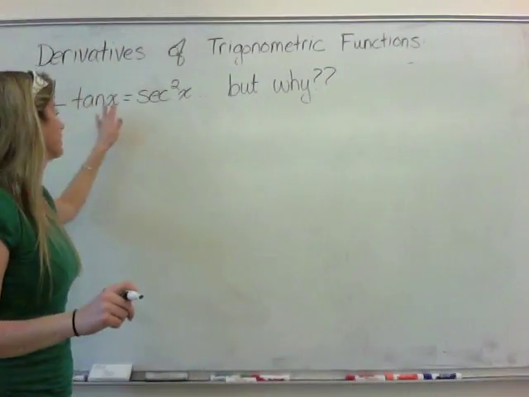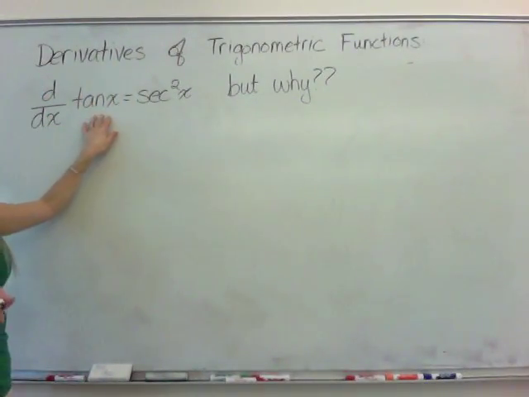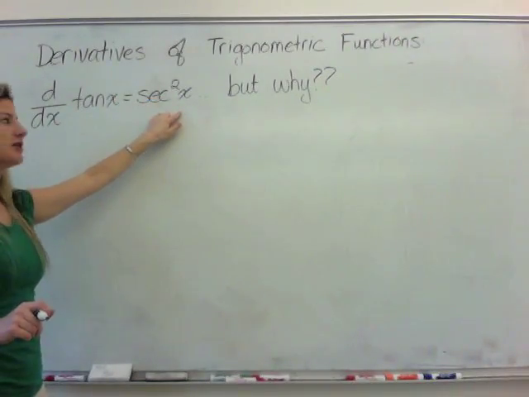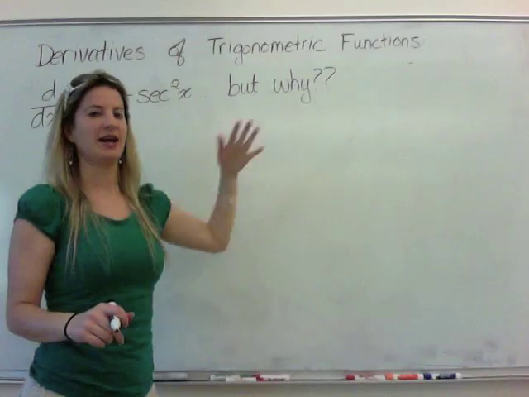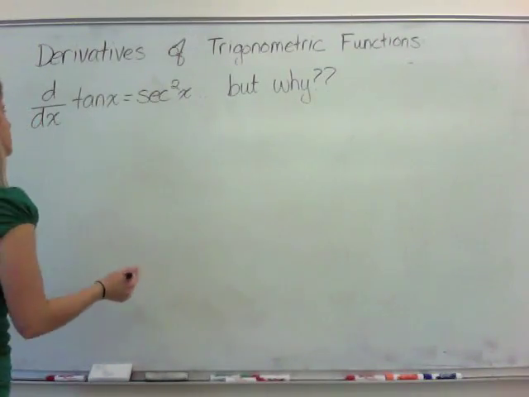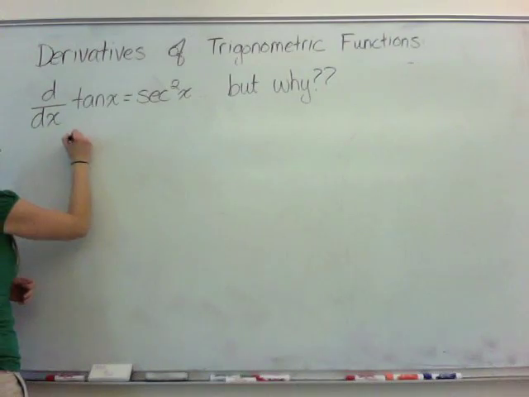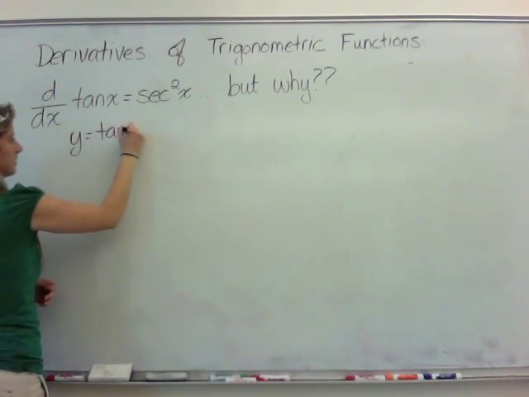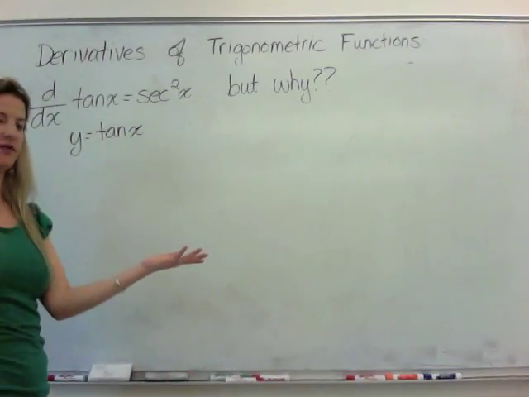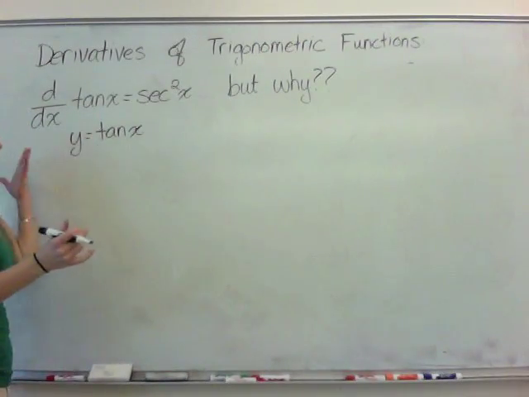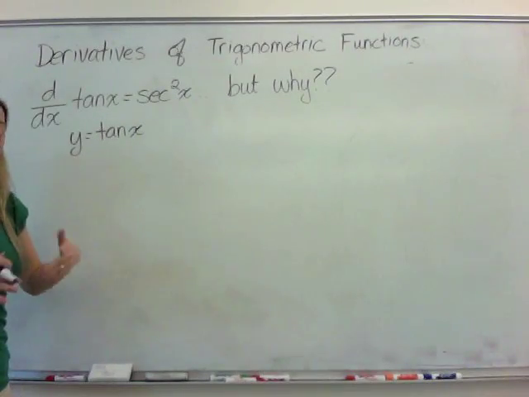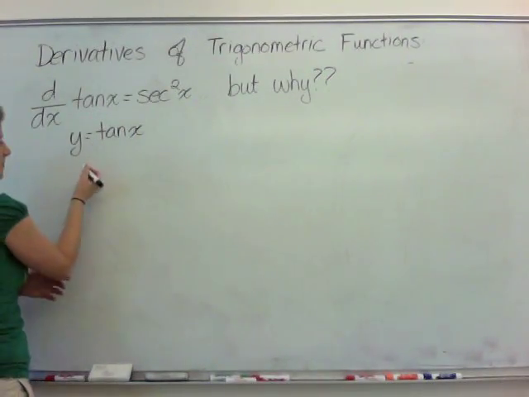Okay, so earlier I told you that the derivative of the tangent of x is secant squared x. But why? I want to show you why that's the case. So let's look at it. If we had the function y equals the tangent of x, and I asked you to get the derivative, you would say, well, it's secant squared x, because that's what you told me, but I want you to understand why, so let's think about this.